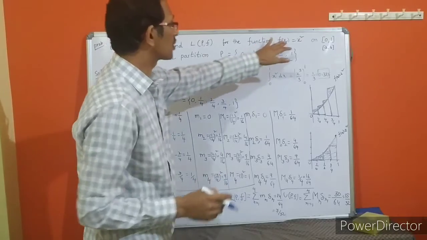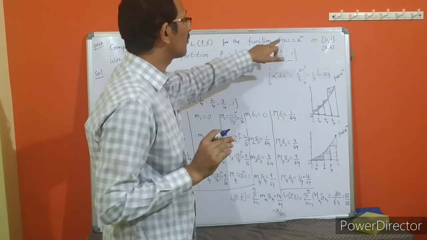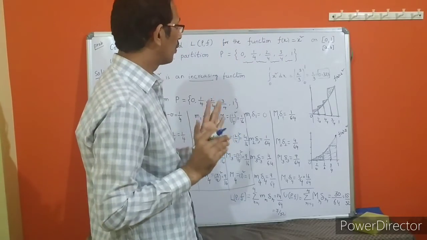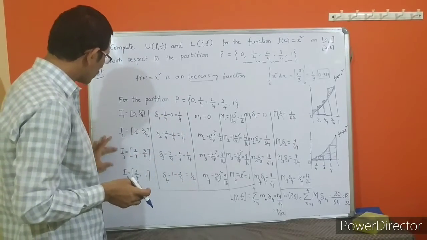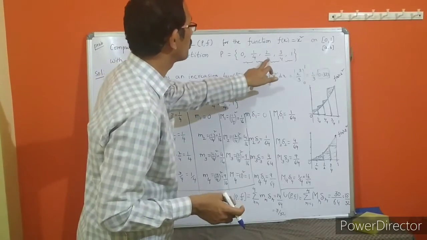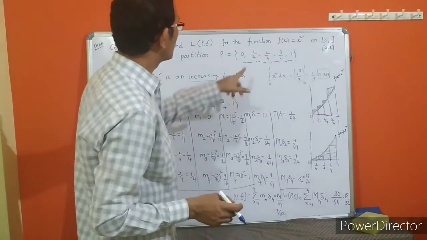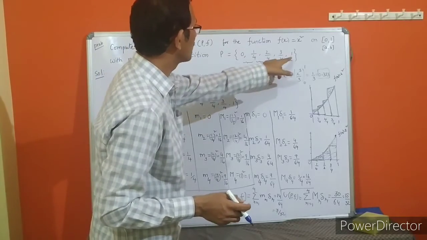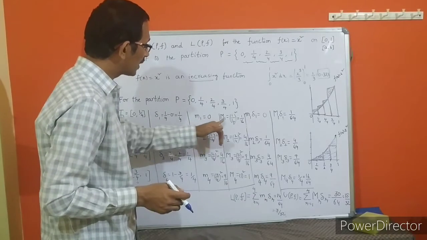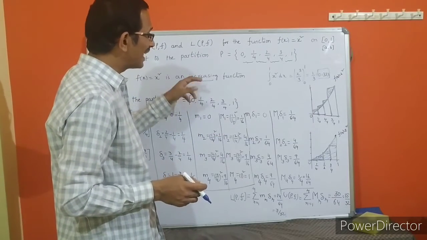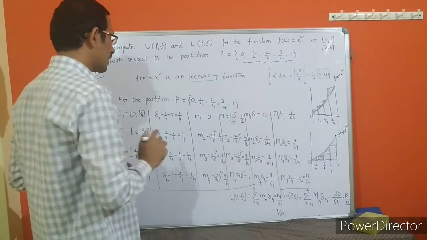You will be given some function, some interval, some partition. So first what you have to observe is whether the function is increasing or decreasing. Because you can easily write the subintervals: 0 to 1 by 4, 1 by 4 to 2 by 4, 2 by 4 to 3 by 4, 3 by 4 to 1. Delta 1 is also easy because it is this minus this, this minus this, this minus this. But when you calculate small m1 and capital M1, the increasing or decreasing nature of the function is very much important, right? So what is that?